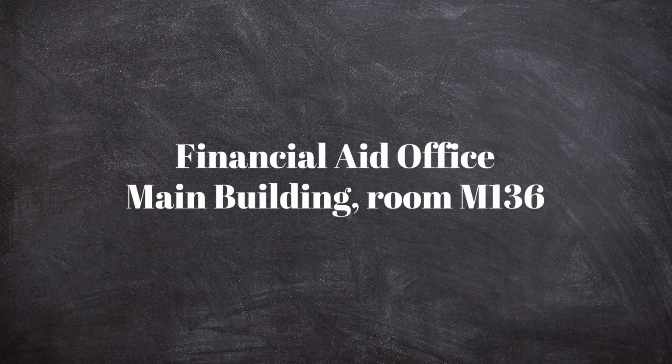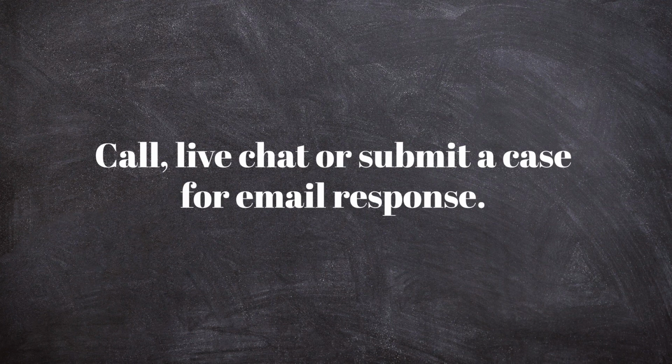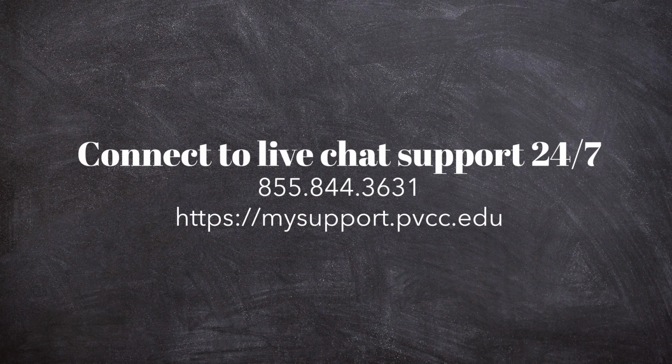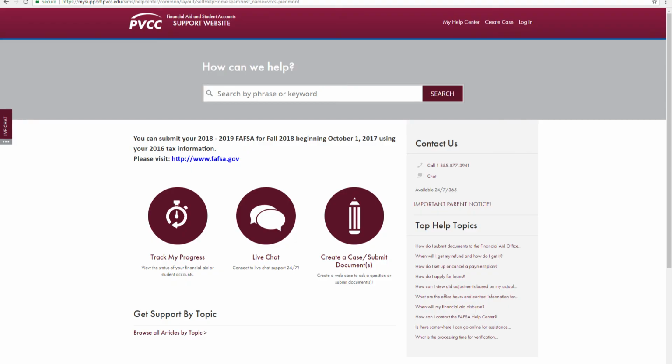If you have any questions or concerns, you can stop by the financial aid office in the main building. You can also call, live chat, or submit a case for email response. Our toll-free number is 855-844-3631, or you can find our support center on the web. A lot of your questions can be answered right there in the support center search box.